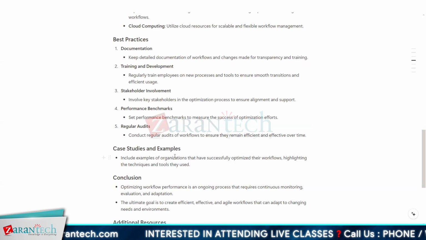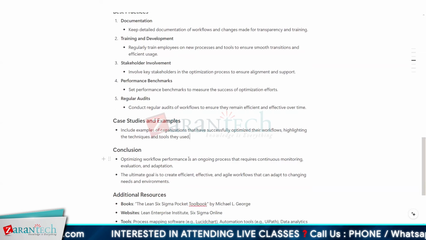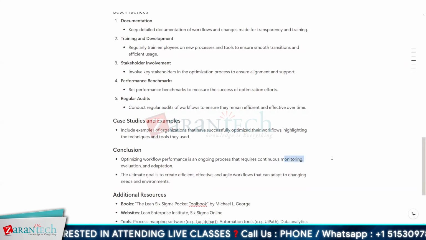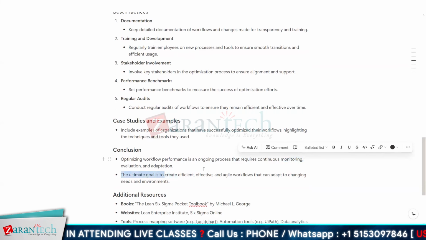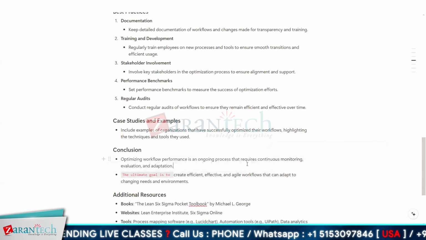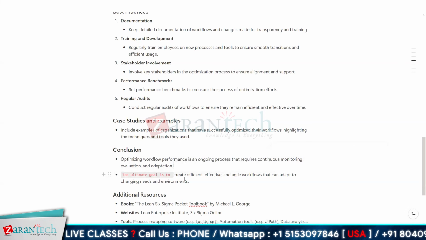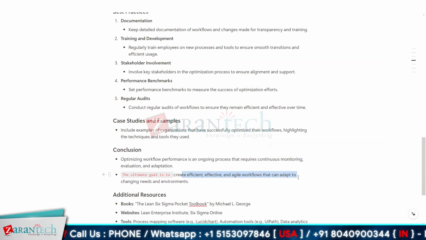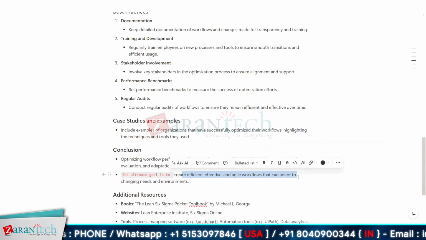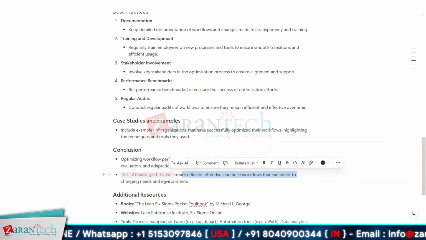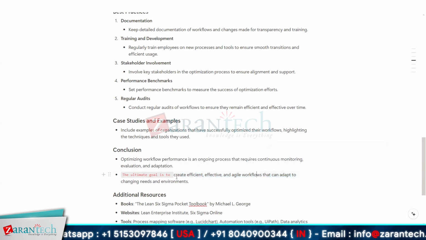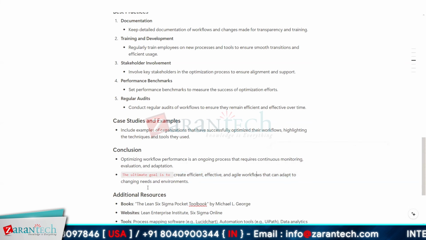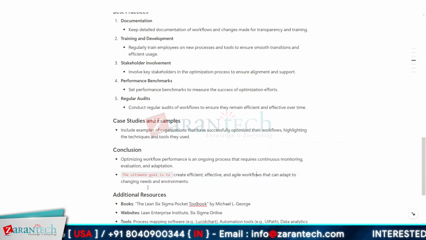So let's discuss the conclusion here. Optimizing workflow performance is an ongoing process that requires continuous monitoring, evaluation, and adaptation based on modern requirements. The ultimate goal is to create efficient, effective, and agile workflows that can adapt to changing needs and environment. We have various changing needs and environments every year, and we are required to adapt to them.